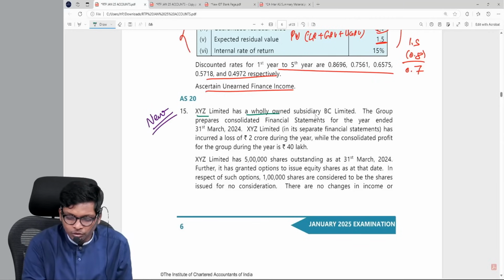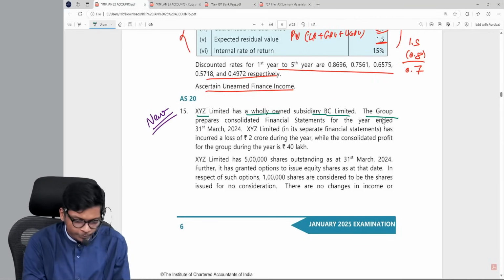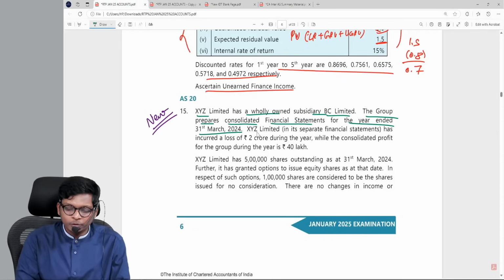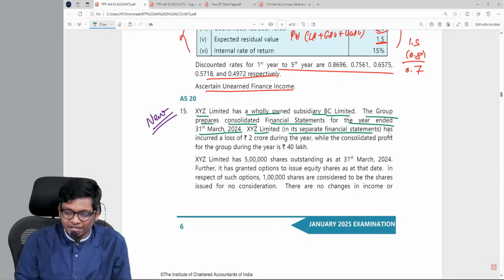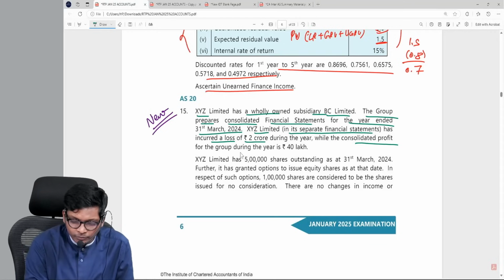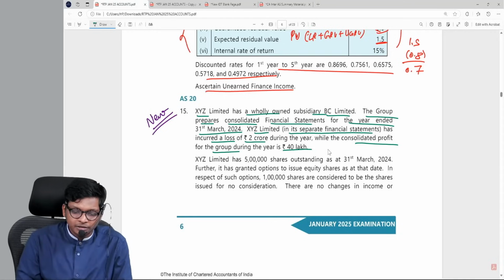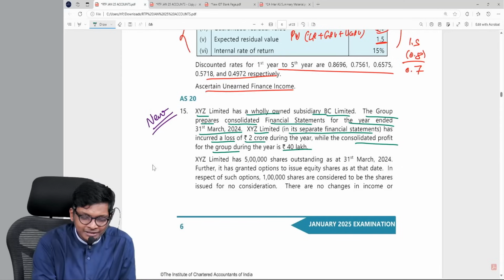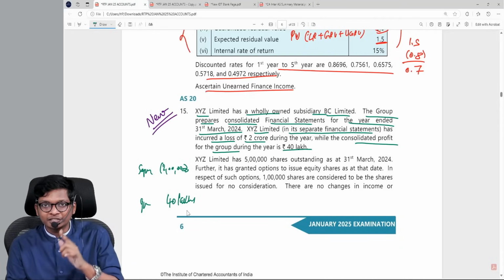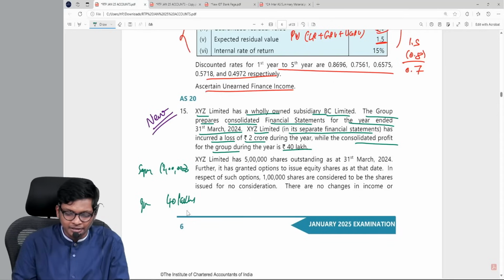XYZ has a wholly owned subsidiary BC. The group prepares consolidated financial statements for the year ended 31st March 2024. XYZ in its separate financial statements has incurred a loss of 2 crores, while the consolidated profit of the group is 40 lakhs. So separately they have a loss of 2 crores, and at group level when you consolidate they have a profit of 40 lakhs. They are mixing consolidation with EPS. First time in CA exams history.